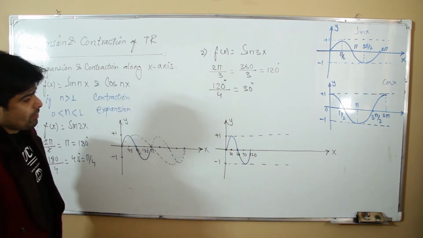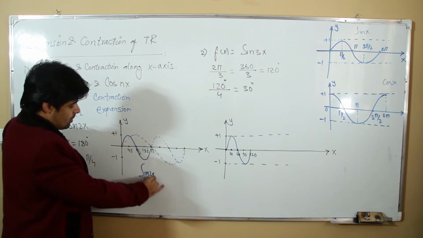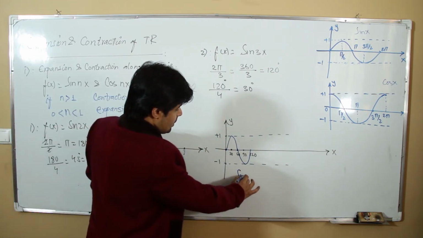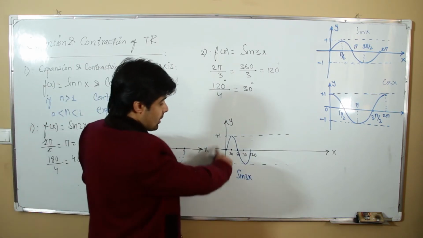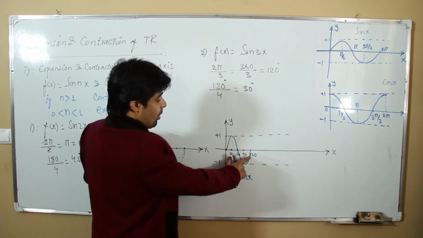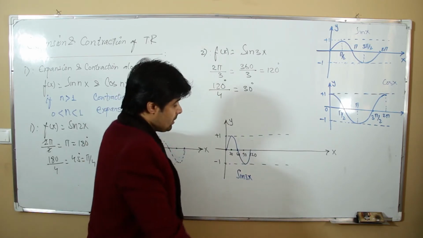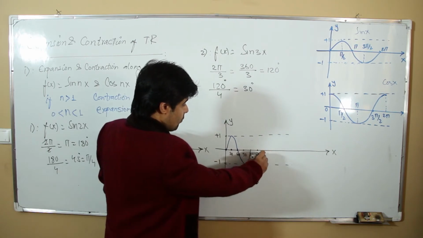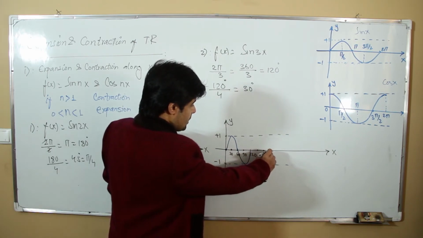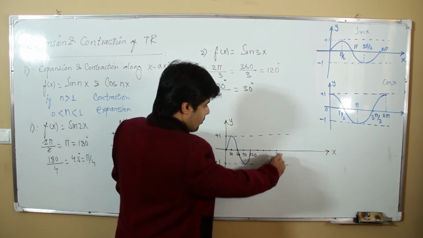This is the graph of sine 3x. This is sine 2x, and this is sine 3x. If I ask, how many rotations do we have of sine 3x in 2 pi? 3. What do I mean? It means after 120 we have another 30, 150, 180, 210, and this is 240.